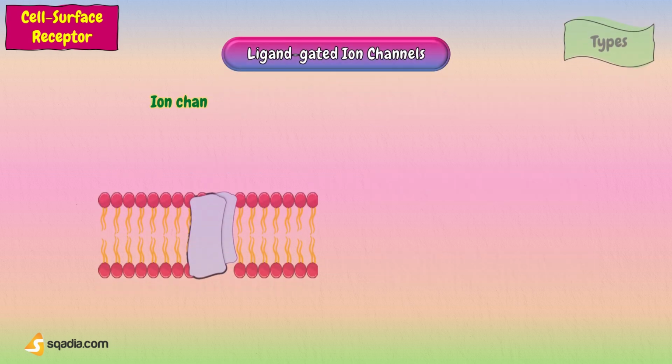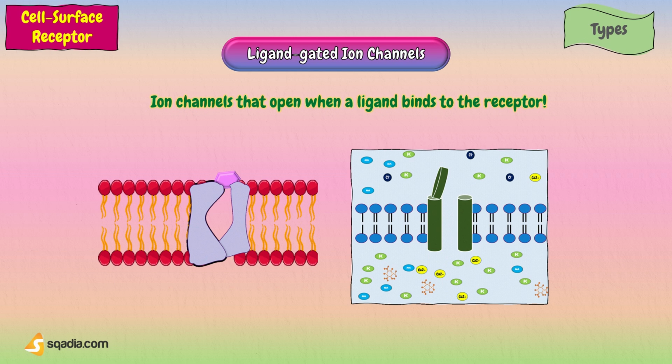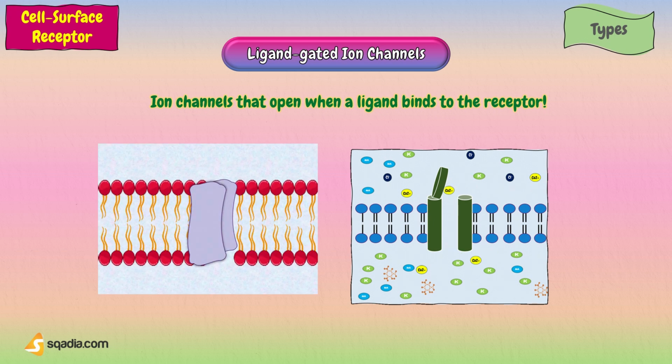Ligand-gated ion channels. The name suggests their function. Ion channels that open when a ligand binds to the receptor. These allow specific ions to pass through the membrane. When a ligand binds to the extracellular region of the channel, there is a conformational change in the protein structure that allows ions such as sodium, calcium, magnesium, and hydrogen to pass through.